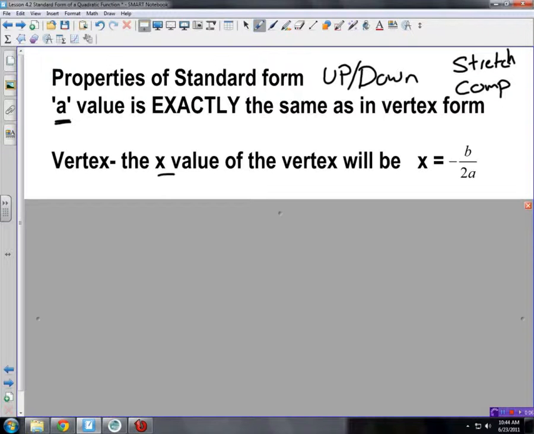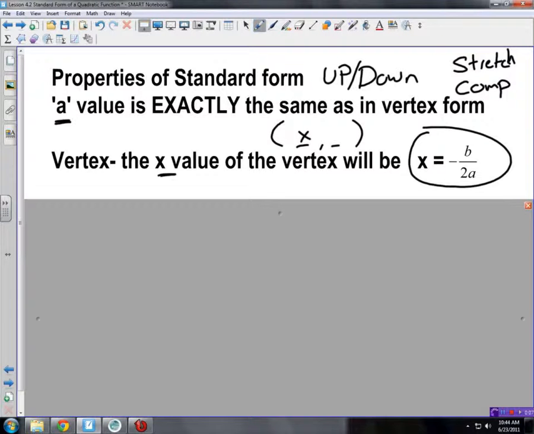First off, the x value of the vertex. Remember, the vertex is going to have x, y coordinates. The x value is going to be found with that equation there, which is the opposite of b over 2a. So that's how you can find the x coordinate. So that's going to go right here with the x.